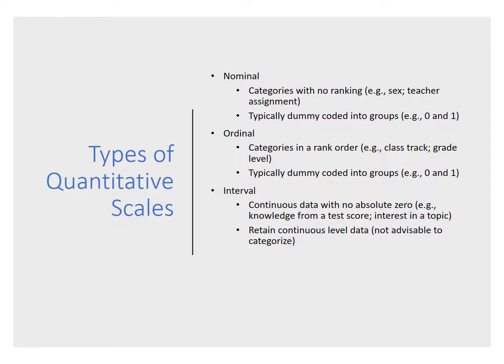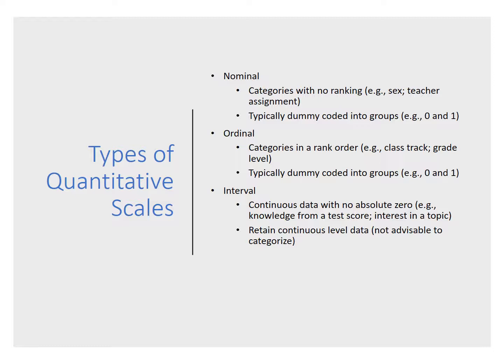Interval is continuous data with no absolute zero, so knowledge from a test score, interest in the topic. In this kind of data, there's not necessarily a zero, so like a test score of 25, a test score of 0 is a little bit meaningless. It doesn't mean you have 0 knowledge on the topic. It just means you got 0 questions correct. That's what we mean by no absolute 0.